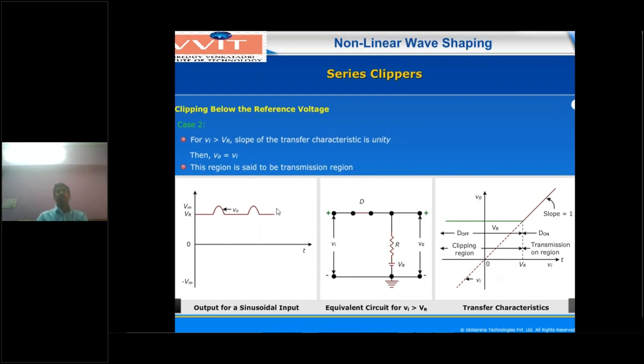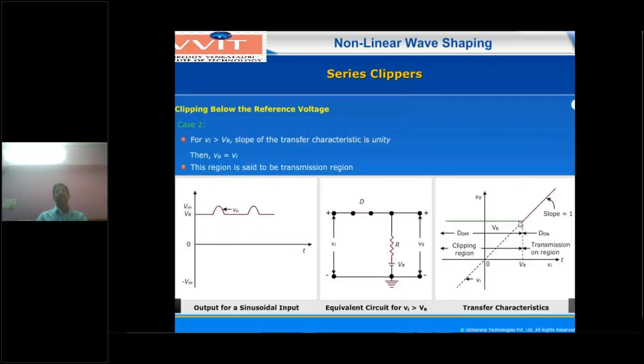Corresponding output waveform is shown here, and similarly this is the transfer characteristic curve. So you have to indicate this one also. The green line is nothing but the input voltage less than reference voltage condition. In that condition, the diode will be off, which means output voltage V0 equals VR. Whenever input voltage is greater than reference voltage, the input is transferred to the output, the diode will be short circuit, so slope equals 1.